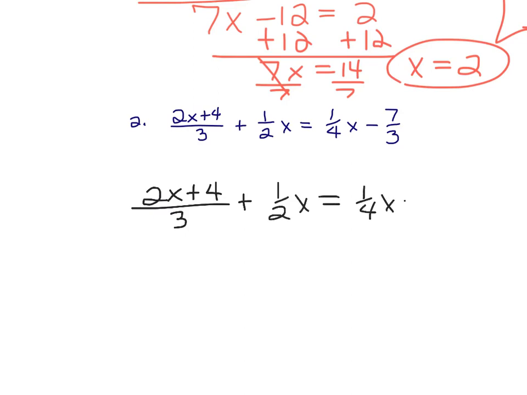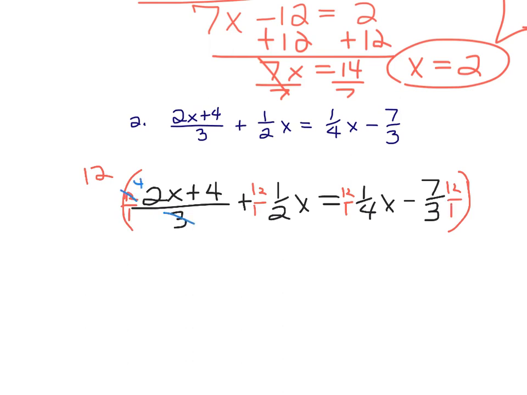1/4 x minus 7 over 3. So out of those numbers, the 3, the 2, the 4, and the 3 that are in the denominator, what would be my common denominator here? 12. So what I'm going to do is I'm going to multiply every single term by 12. So essentially what I'm doing here is 12 over 1 times this one, 12 over 1, 12 over 1, 12 over 1.